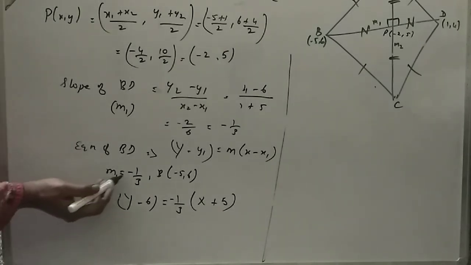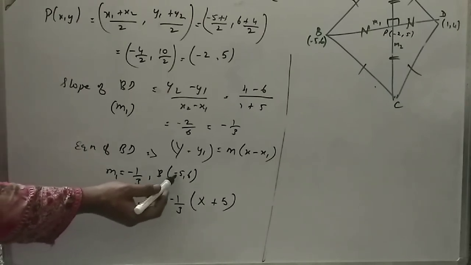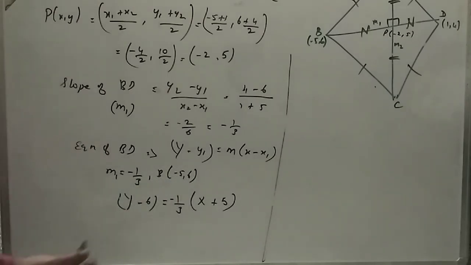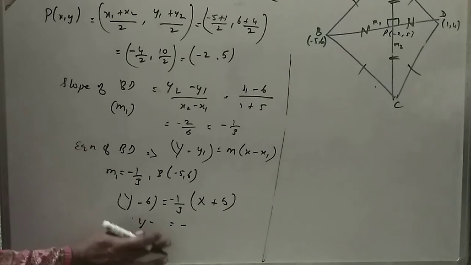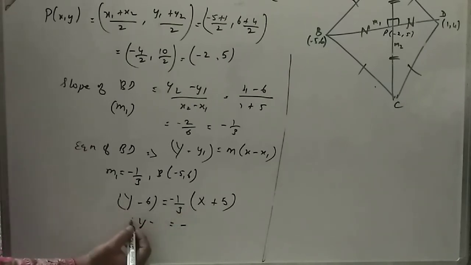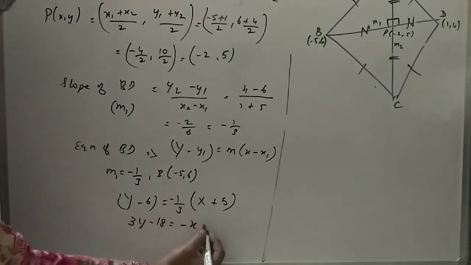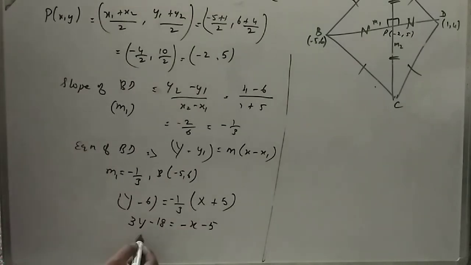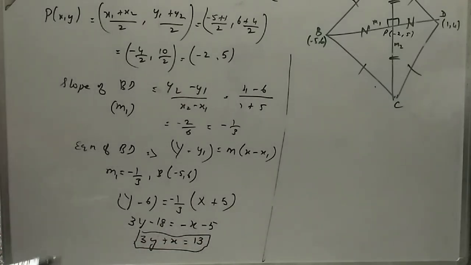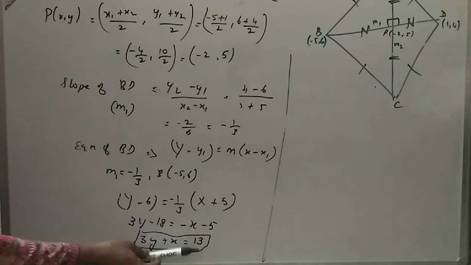M is equal to minus 1 upon 3 and B is equal to minus 5, 6. So, cross multiply. So, you will get 3y minus 18 is equal to minus x minus 5. So, 3y plus x is equal to 13. What is that equation? 3y plus x is equal to 13.